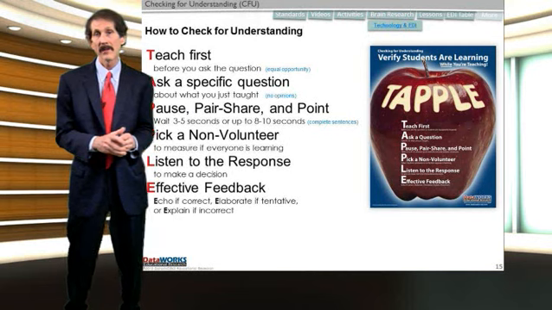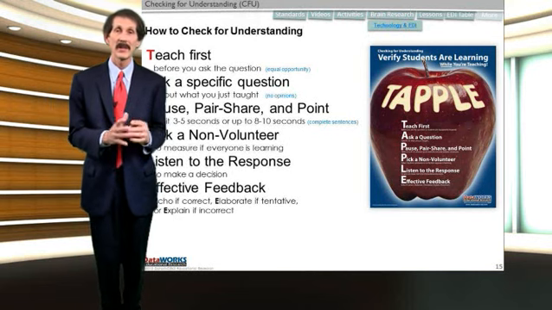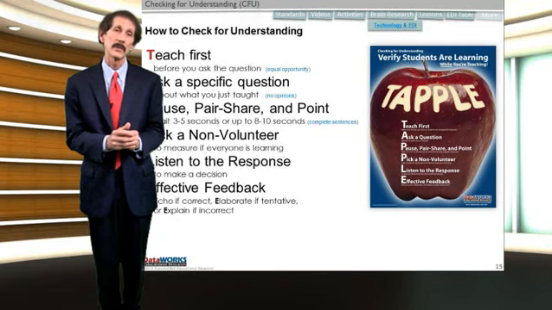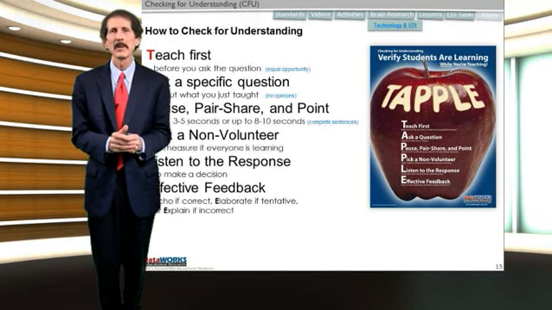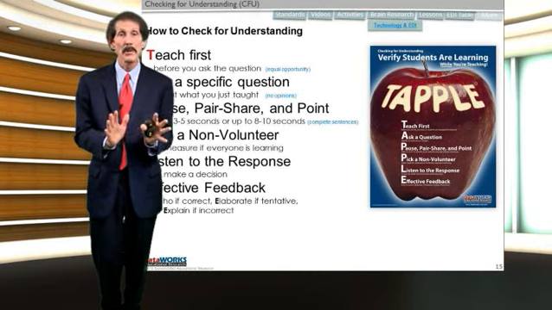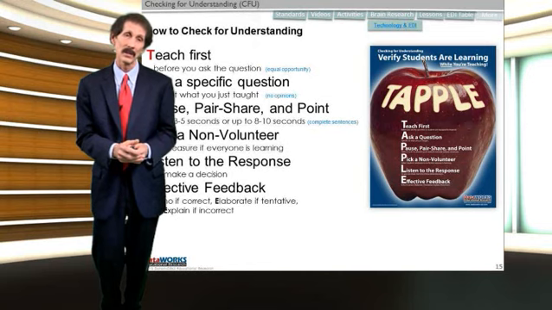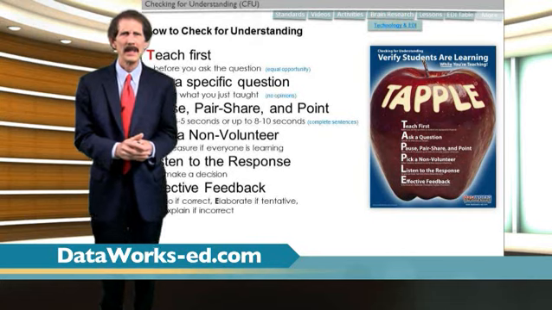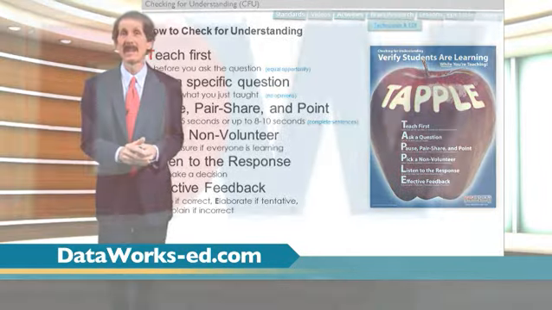So I think we've covered all of it. I'm John Hollingsworth from DataWORKS. We covered TAPLE, the Checking for Understanding method developed by DataWORKS Educational Research. And much of it comes out of our book, Explicit Direct Instruction, and our new book, Explicit Direct Instruction for English Learners. If you have any questions about DataWORKS, you can look at our website, dataworks-ed.com.